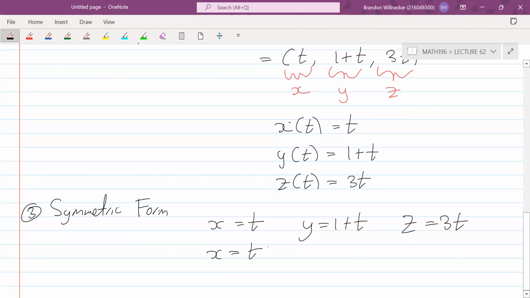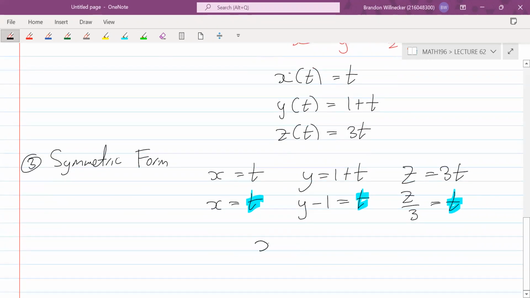So x is equal to t, that's easy to do. y is equal to 1 plus t, we can write y minus 1 is equal to t. And z over 3 is equal to t. So we see that all of them are now written in terms of t. Now, since all of those equations are equal to t, we can just make them equal to each other. So x is equal to y minus 1, which is equal to z over 3.